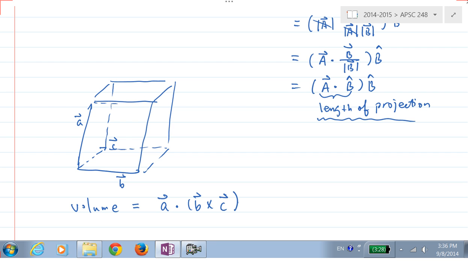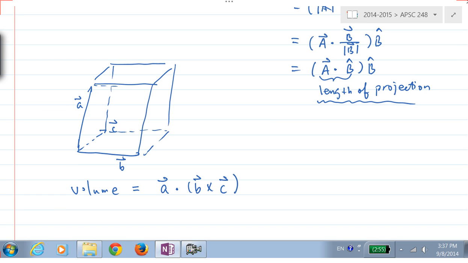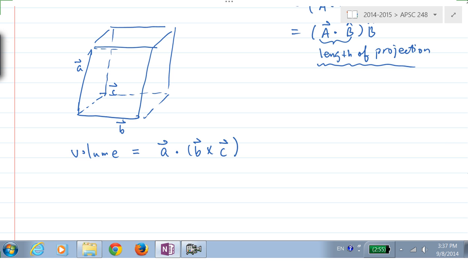More precisely, it should be the absolute value of this, because it could give you a negative value. The volume is positive. But anyway, for brevity, let's leave it as this. That's where we found the volume of this parallelogram in the previous lecture. So we're going to make use of this conclusion here. But before we move on, let me ask you a simple question though.